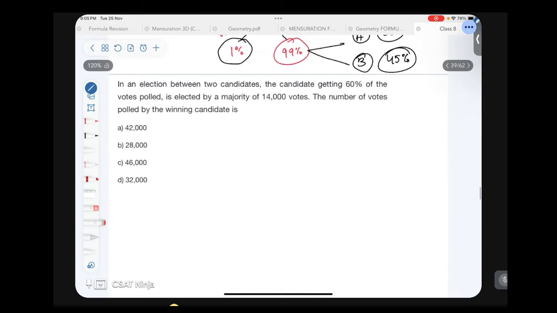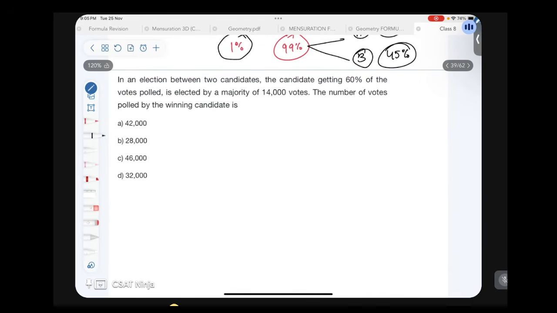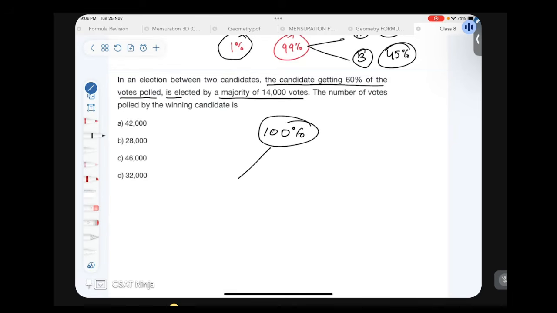Question number 1. In an election between two candidates, a candidate got 60% of the total votes polled and is elected by a majority of 4,000 votes. That means in an election, let's say there was 100%. Out of that 100%, there are two candidates, let's say candidate A and candidate B. A got 60% of the votes, which means B got the remaining 40%.